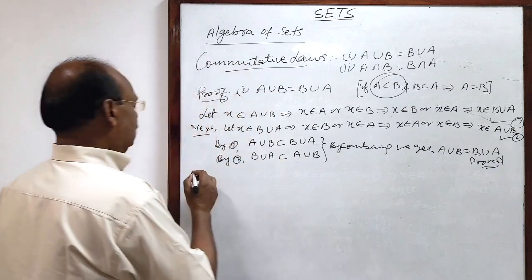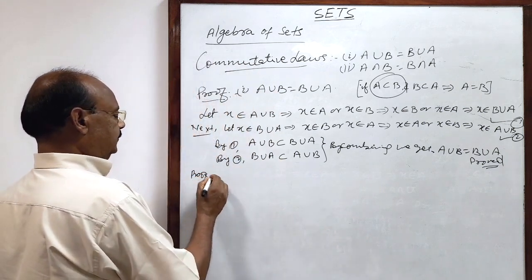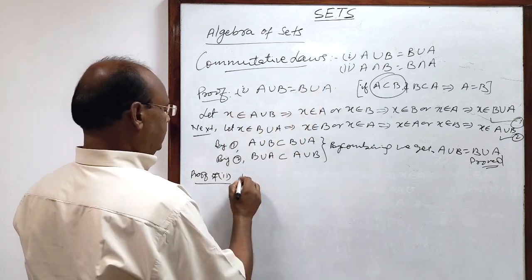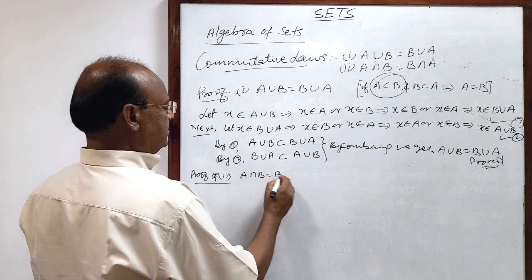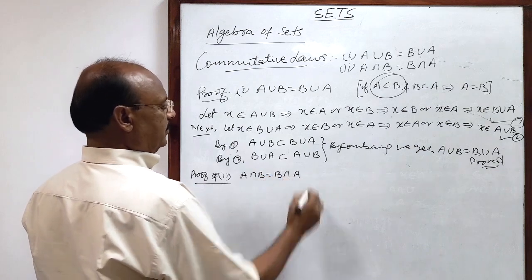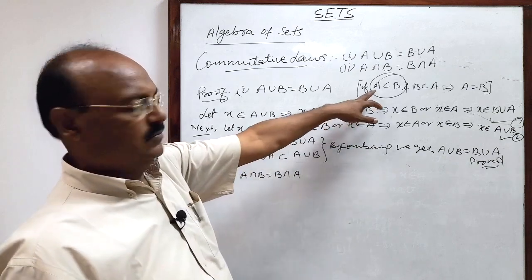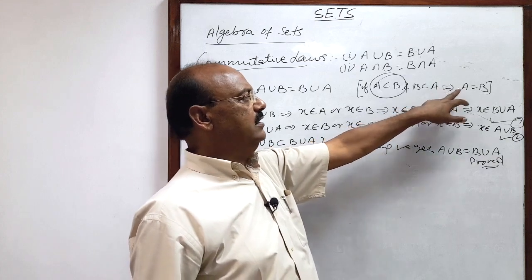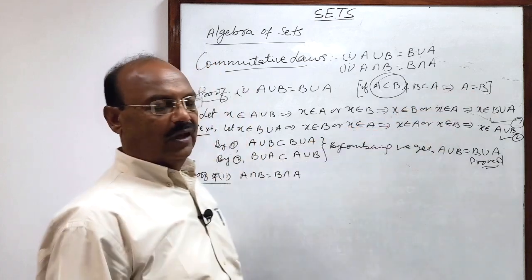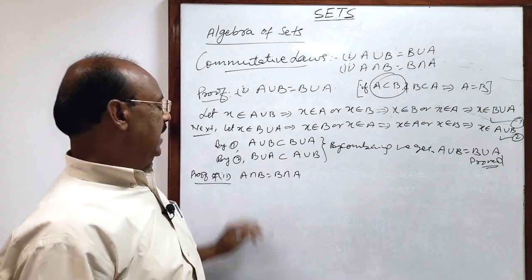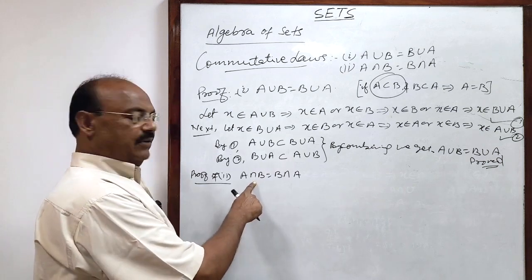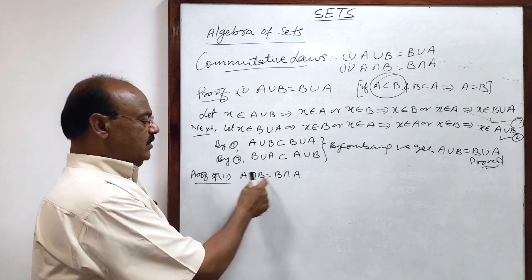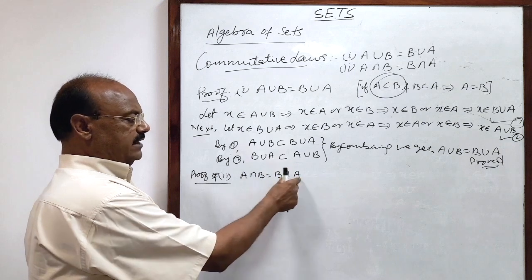Now we will see the proof of the second part. Here we will show that A intersection B is equal to B intersection A. We will follow the same process: A is a subset of B and B is a subset of A implies that A is equal to B. So here also we will try to show that if any element X belongs to the left hand side set and it also belongs to the right hand side set, it means the left hand side set is a subset of the right hand side set.